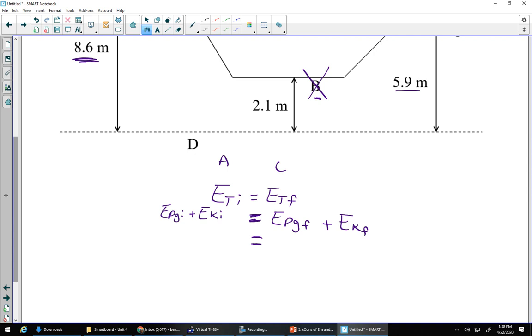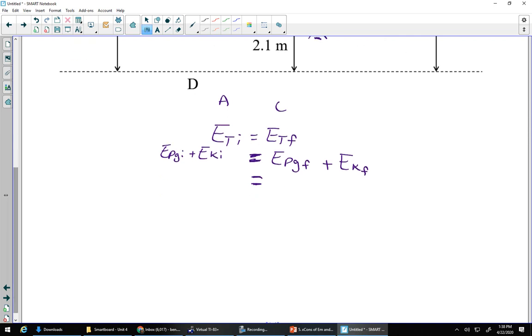just going to expand on both sides. So EPG on the left-hand side, well, that's MGH, but it's my initial height, so I'm going to call it HI. EK, well, that's just 0.5 mVI squared, and I'm calling it VI because it's my initial speed. Then on the other side of things, as I start to expand and work downwards, I've got gravitational potential energy, that's just MGHF, and I've got 0.5 mVF squared.